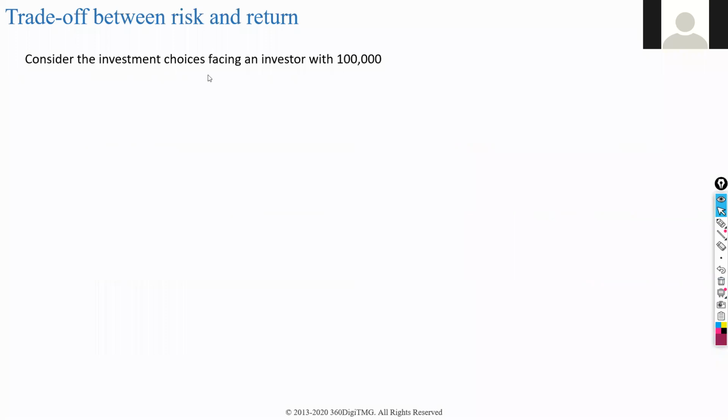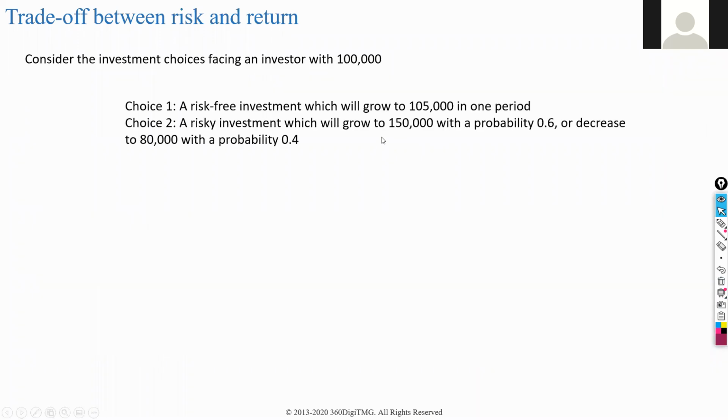So you always have to look at the risk involved, right? So that's called as trade-off between risk and return. You consider the investment choice which is facing an investor. Say one of the investor has $10,000 and a person is willing to invest $10,000. Say there are two choices that this person has. One is a risk-free investment where there is absolutely no risk. If you invest $100,000, you get $105,000 in one period. One period means it could be 1 month or 1 year or whatever, be that one period.